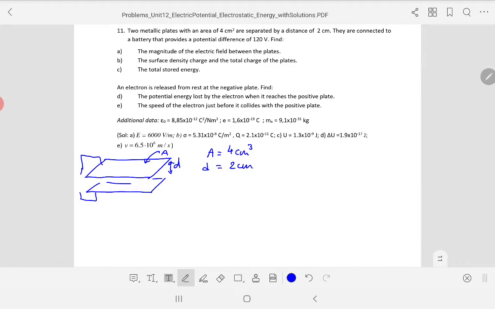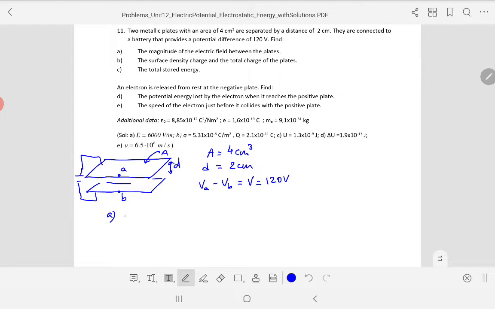We will see batteries in the next unit. This is the positive side, this is the negative side, in a way that if we put here point A and here point B, the potential difference across the plates is called V, and it's 120 volts. Okay, so they're asking us to find the magnitude of the electric field between the plates.